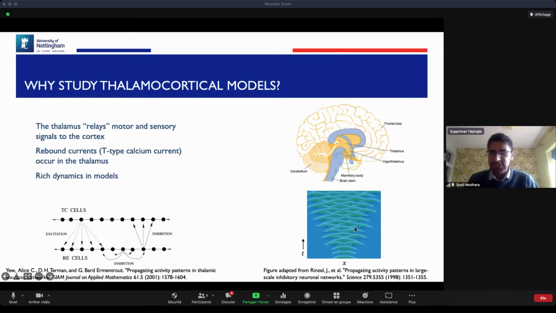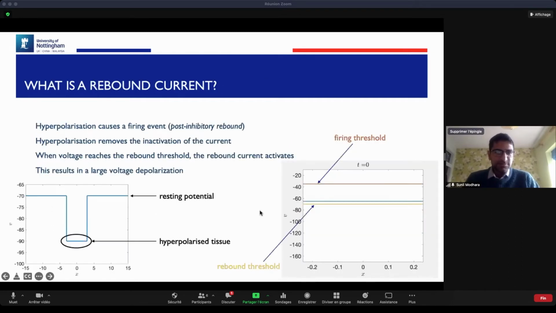But before I do, I just want to draw your attention to some of the rich dynamics that can be seen in thalamocortical models. So Rinzel and co. in the late 90s, in a minimal model of thalamic tissue, found these sorts of waves which slide or lurch across the domain, and they dubbed them lurching waves. And this is the first time these were seen in models of thalamic tissue.